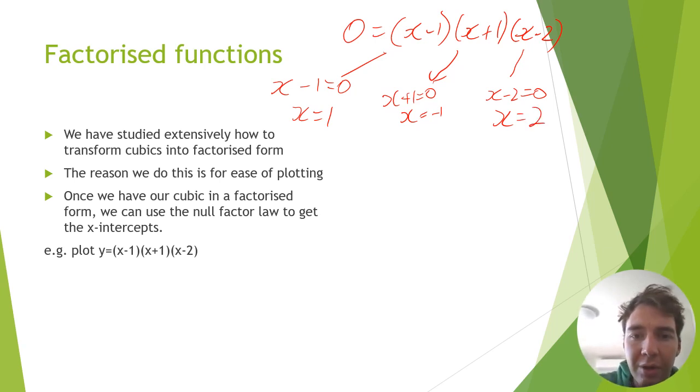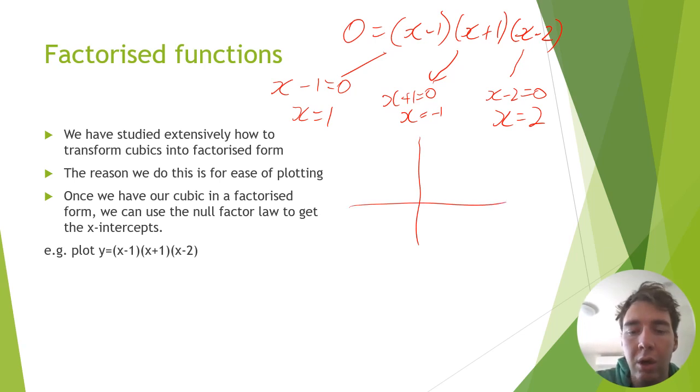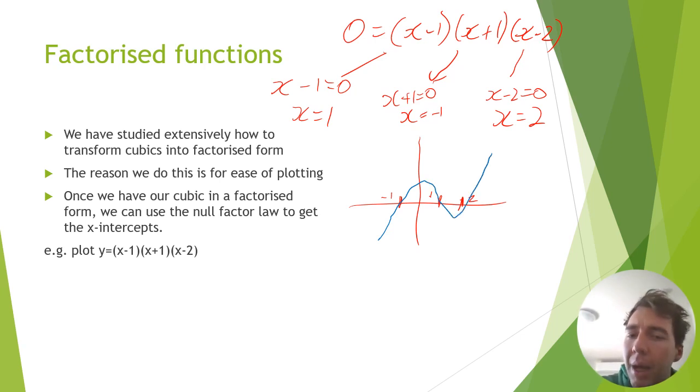Cool. And so now we've got these, we can put them on a graph. So here's our x equals positive 1. Here's our x equals negative 1. I'll just label these minus 1, 1, and 2. Those are my three x-intercepts. So I'm going to draw in blue. I could have a cubic that looks like this. But with this, I could just as easily have a cubic that does this, couldn't I?